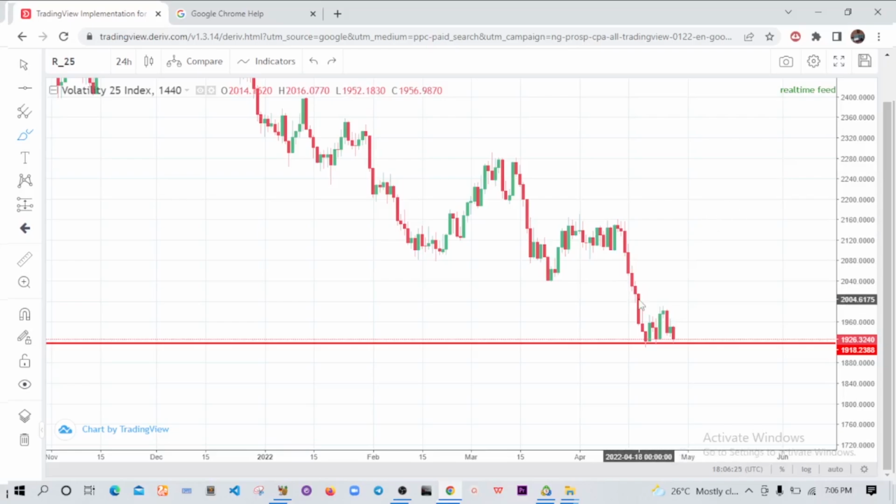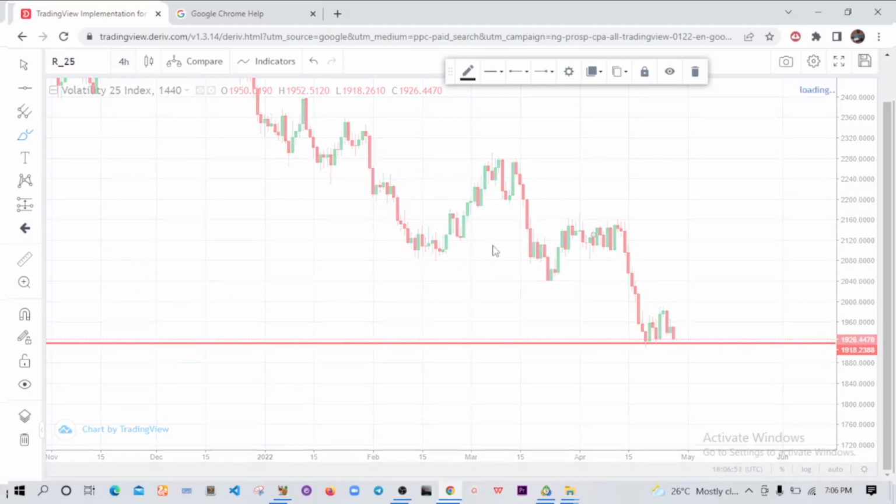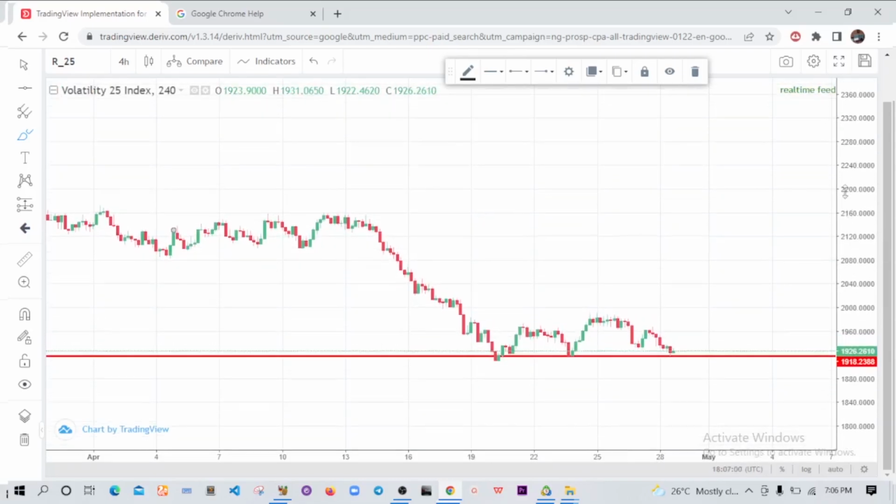Now let me do away with all these lines here. All I need to do now is to go to a lower time frame, from the daily time frame to the 4 hours time frame, to see whether the price is clearly on a support level. If you look at this price, you can see that this price is clearly on a support level.